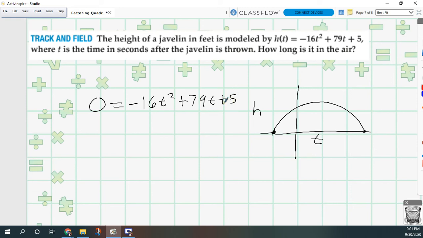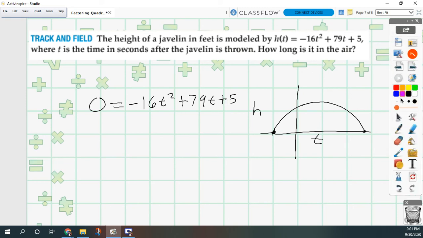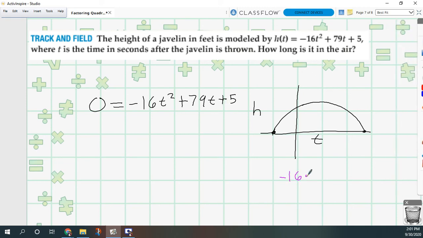And now we're going to solve by factoring. Notice I have a leading coefficient that is not 1, so we're going to have to do our a times c. So we have negative 16 times 5, which is going to seem like it's going to give us a big number, but don't freak out. It's going to give us negative 80. So we're looking for two things that multiply together to give us negative 80 and add together to give us a positive 79. And there are lots of factors for 80, like 2 and 4 and 8 and 10 and all of those above.